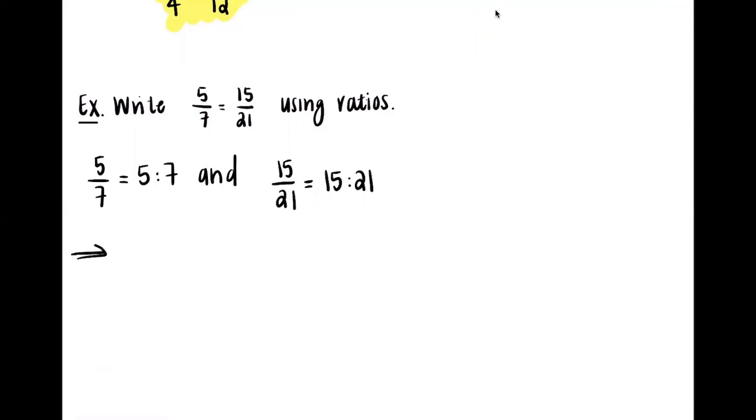So now we can just go ahead and set them equal to one another since a proportion is a statement. So we have 5 to 7 is equal to 15 to 21. And this is all we're going to do for the first video. Next video, we're going to go a little bit more in depth on proportions and do some more examples with proportions. Okay, stay tuned.